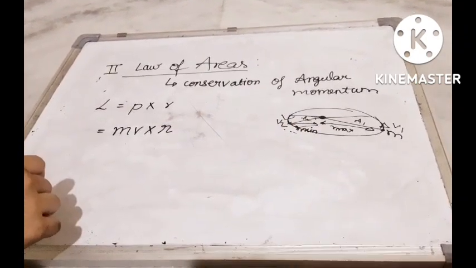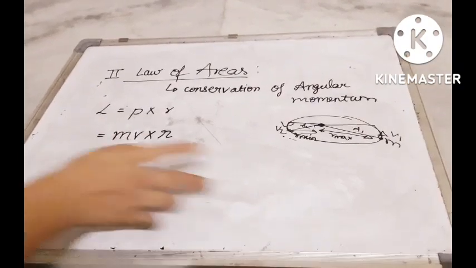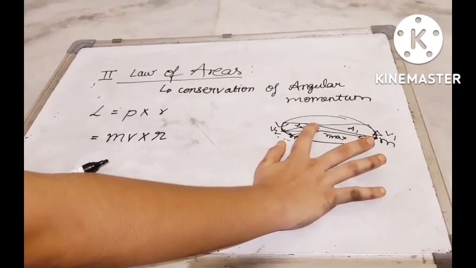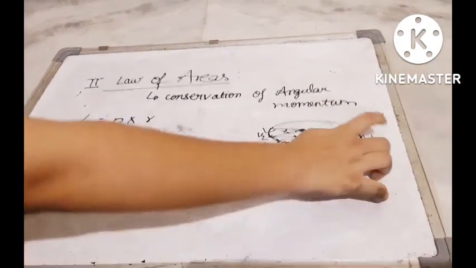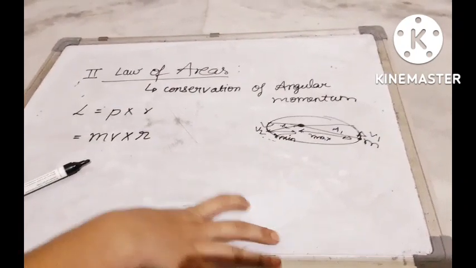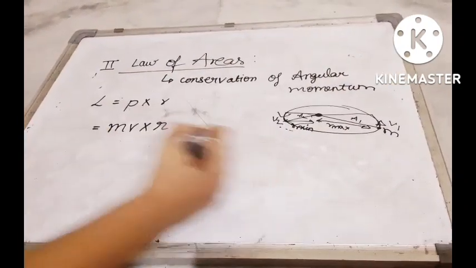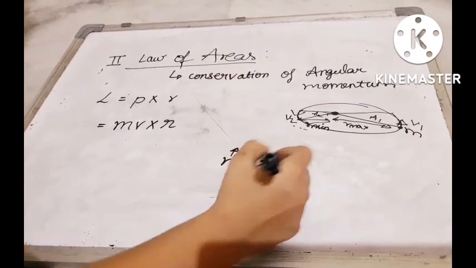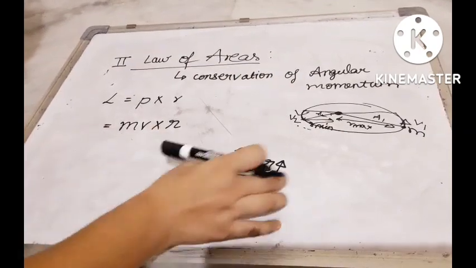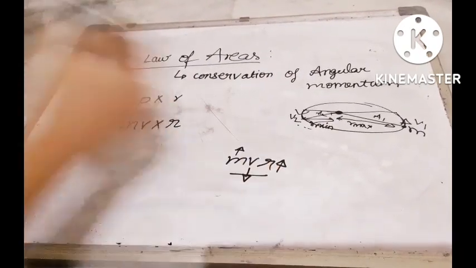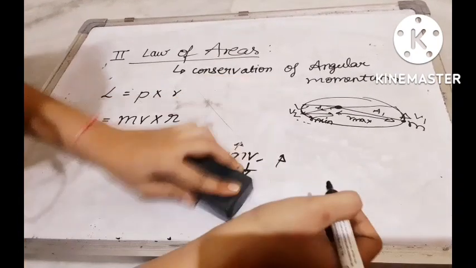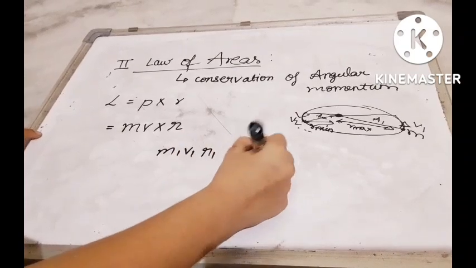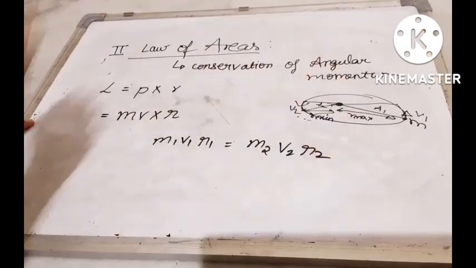So you need to apply common sense: when the planet is far, when the distance is maximum, velocity is going to be minimum. That is what angular momentum says, because this product of mvr must be constant. Now as mass is constant and r is increasing, what should decrease to keep the whole ratio the same? Velocity should decrease. I hope you got it. So in terms of formula, it says that m1 v1 r1 is equal to m2 v2 r2.